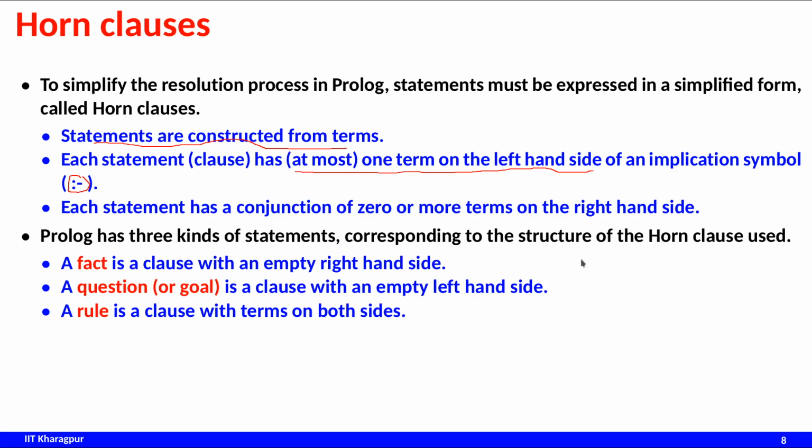Prolog has three kinds of statements corresponding to the structure of horn clauses used. One is the fact, which is a simple ground truth that does not have anything on the right hand side. Then a rule, which has clauses on both sides. And there are questions, or goals, which we have not seen yet. A goal is a clause with an empty left hand side. So a fact has nothing on the right hand side, a question has an empty left hand side, and a rule has terms on both sides.